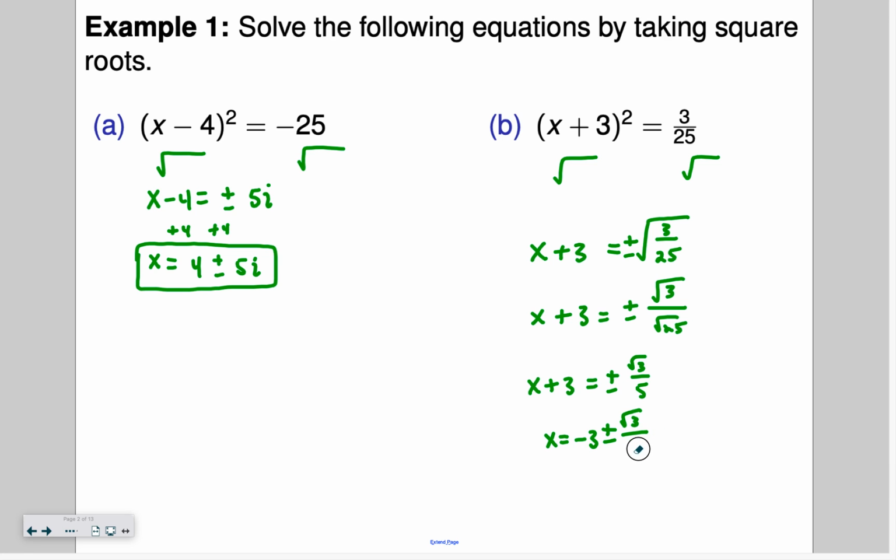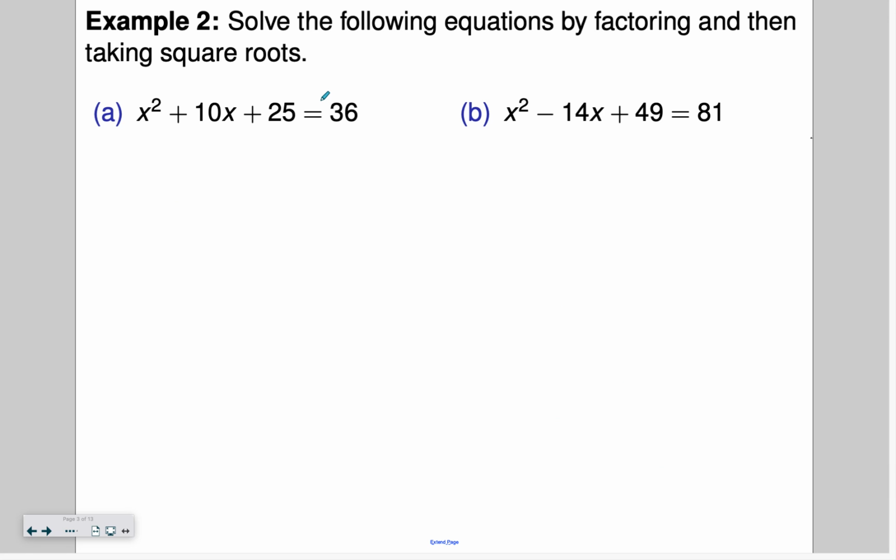Oops, let me clear that up a little bit. Yep, subtracting 3 from both sides. So there's our two solutions there. Cool, hopefully that's making sense. So we're still in the completing the square process. So we can solve something like this by taking the square root.